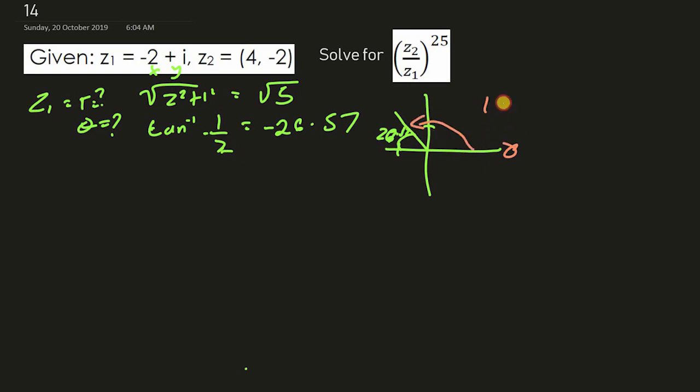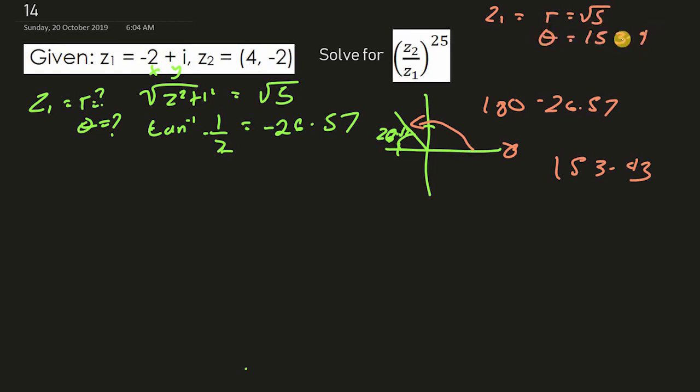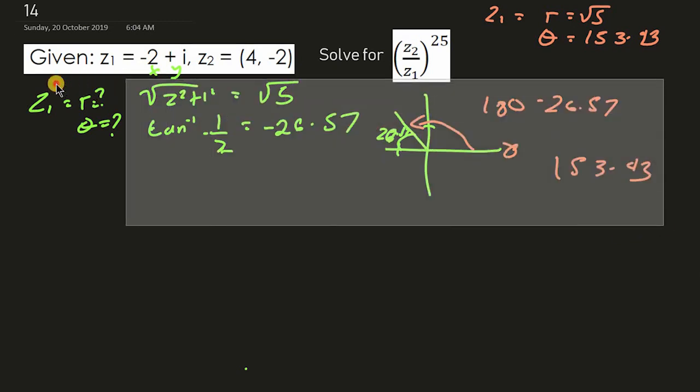So, to solve for that, that's 180 minus 26.57. 180 minus 26.57 is equals to 153.43. So, I'll write here, Z sub 1, yung r diyan is equal to square root of 5. Yung theta diyan is 153.43. Okay. I-erase lang natin dito para hindi magulo.